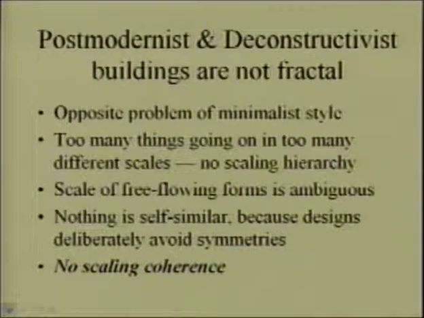It is tricky to succeed with free-flowing forms, because free-flowing forms don't naturally define a system of scales. If you have a free curve, how do you measure what the scales are? Well, a curve itself can define many different scales. Say an inflection in the curve gives you a certain size, and then the diameter of that curve gives you a certain size. But if it's constantly changing, it gives you many different sizes. So they're ambiguous, and there are very many of them. So you cannot define a scaling hierarchy. So these architectural styles that are very prevalent today have no scaling coherence, therefore they're not adaptive.